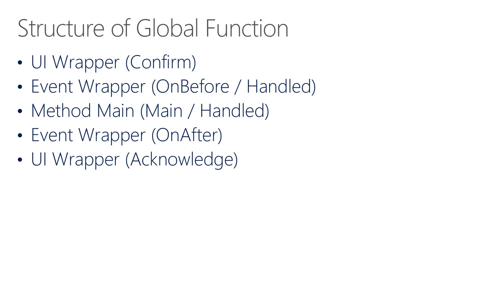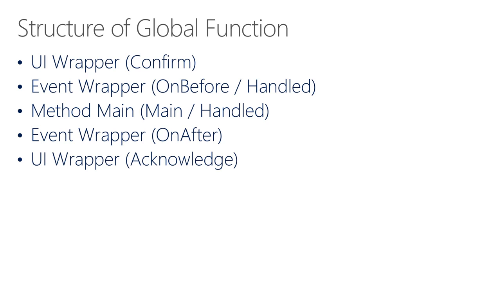The UI wrapper consists of a confirm and an acknowledge part. It first asks whether the function should be executed, unless this is suppressed by a high dialog parameter which gets passed to the function, or by the fact that we are in a context in which no UI is allowed. The final acknowledge part of the UI wrapper gives information on whether the function was executed properly and with what result.